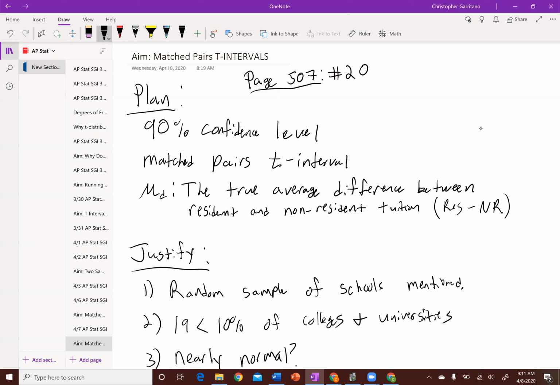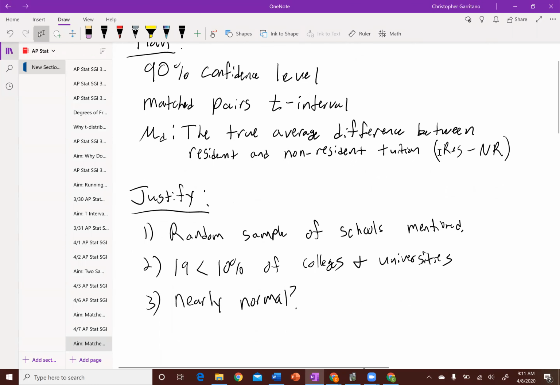And my parameter of interest will be mu of D. This is the true average difference between resident and non-resident tuition. And I'm going to do it in the order of res versus non-res. Okay. All right, let's now justify. Again, this is the step a lot of us are skipping.